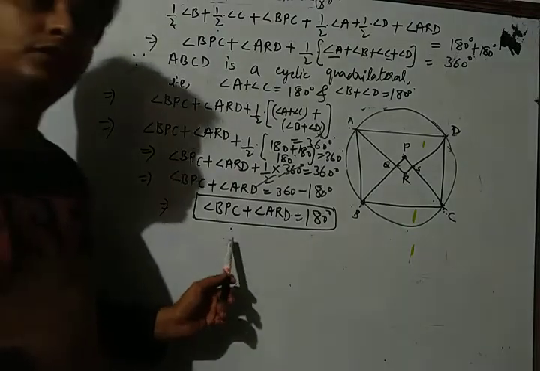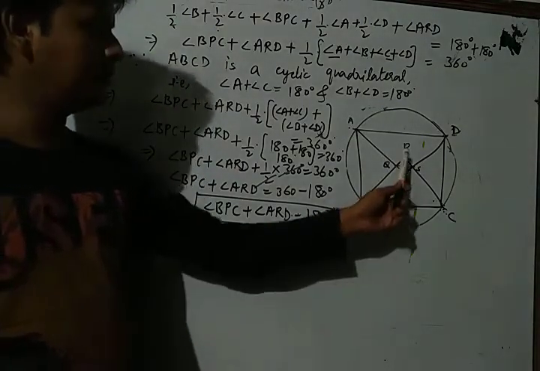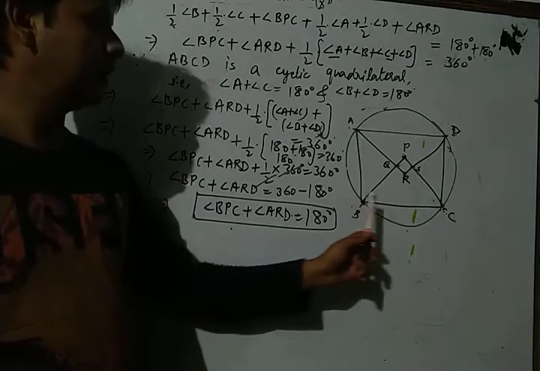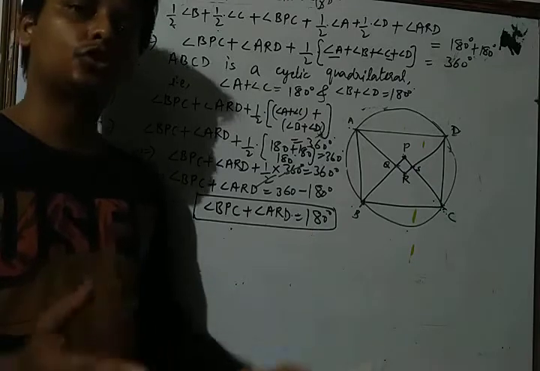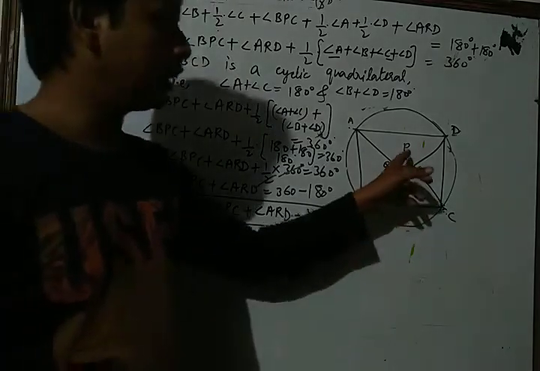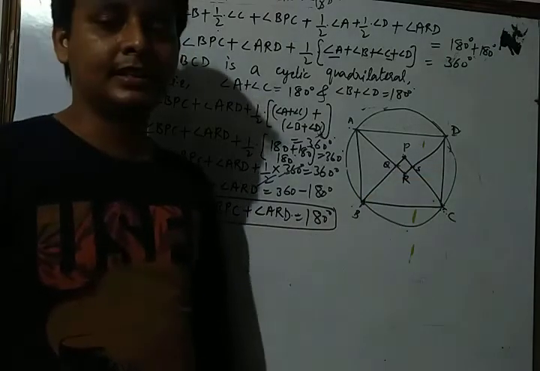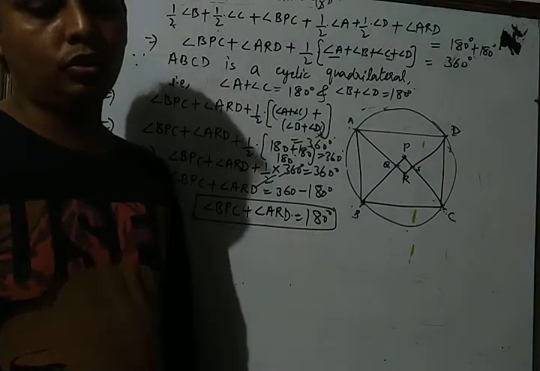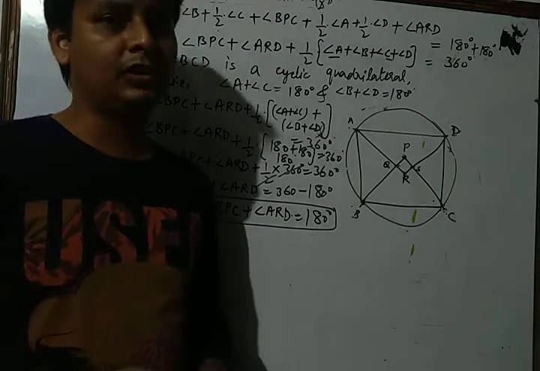Dear students, we have to show that angle BPC plus angle ARD is equal to 180. So we can say that the opposite angles of the quadrilateral PQRS sum to 180. So we can say that PQRS is a cyclic quadrilateral.